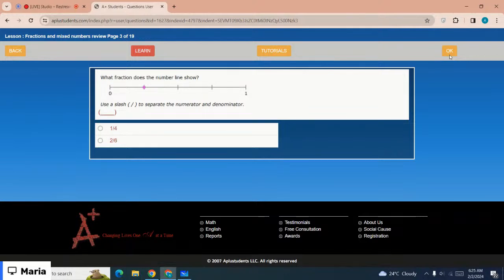What fraction does the number line show? Which is the correct option? That is 1 out of 4, right? Because the total segments are 4. The first one is the one that is highlighted. So that is 1 over 4. Got it?